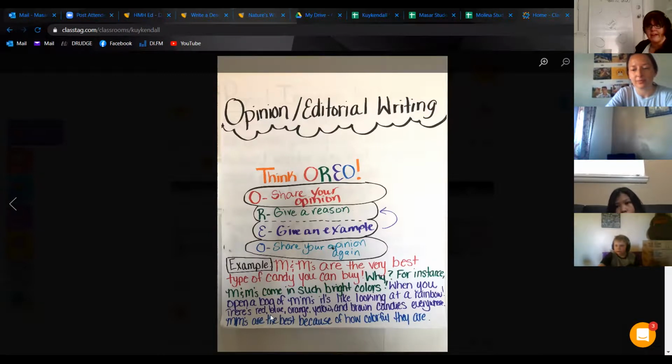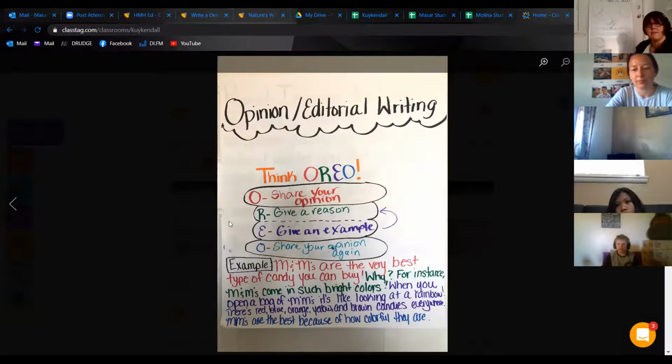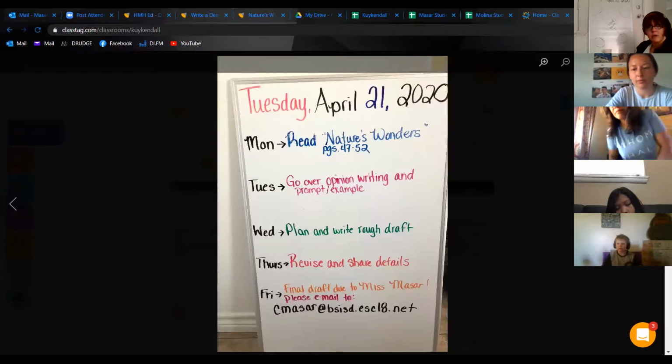And I shared my example paragraph and I color coded it with you. Then we went over Ms. Massar's example. This is what I'm expecting of you. I color coded it to match the Oreo poster. And this is what I want you to have by tomorrow. You should be writing your rough drafts today, because tomorrow, before we start our Esperanza Rising book, I would like for you to share some of the things that you wrote about.